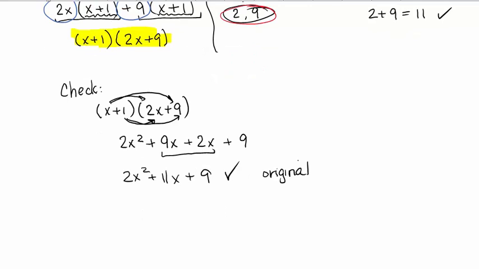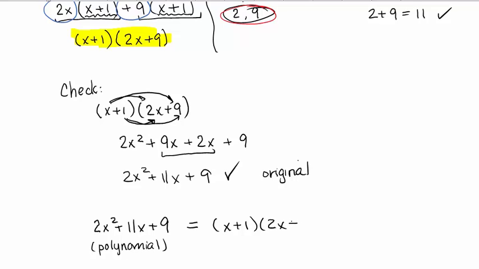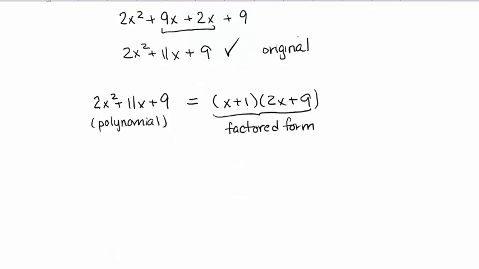So what we've done is we've converted, right? We have our 2x squared plus 11x plus 9, which was in polynomial form. And it equals, in factored form, x plus 1 times 2x plus 9. Right, so this part is the factored form. They're the same. Right, now I've just written that polynomial in terms of its factors.